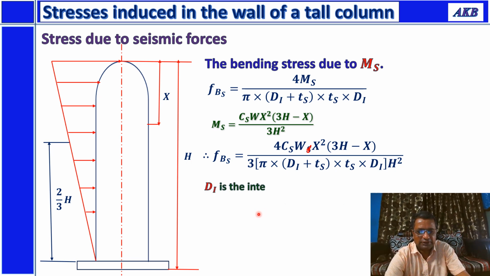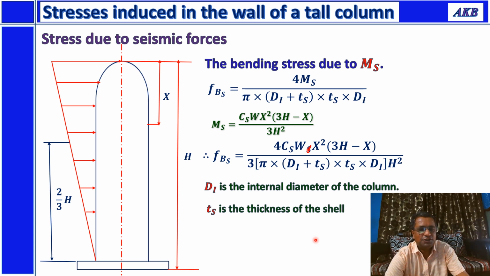seismic forces. Again, di is the internal diameter, ts is the thickness of the shell. Okay. So under the influence of seismic forces, whatever bending stress that will be induced, it will be given by this equation.